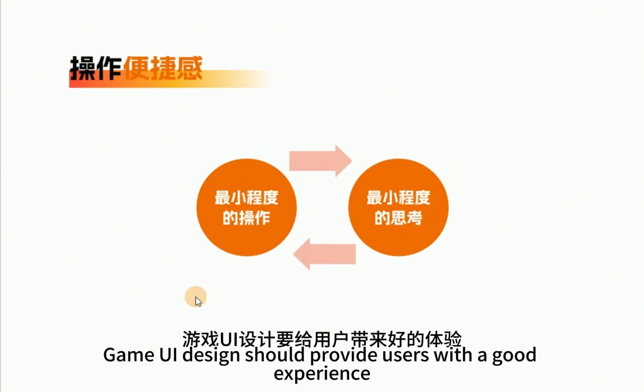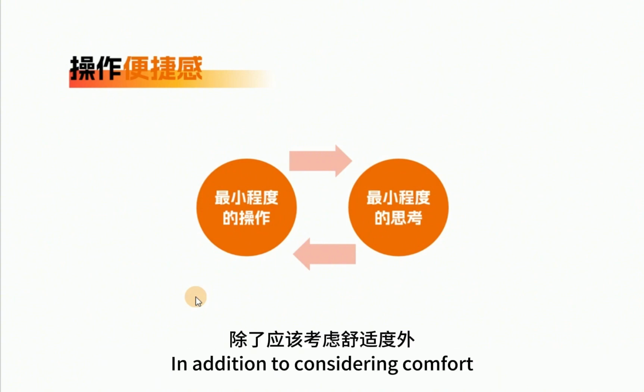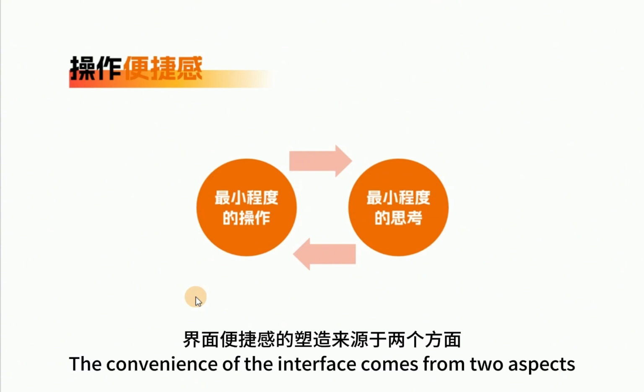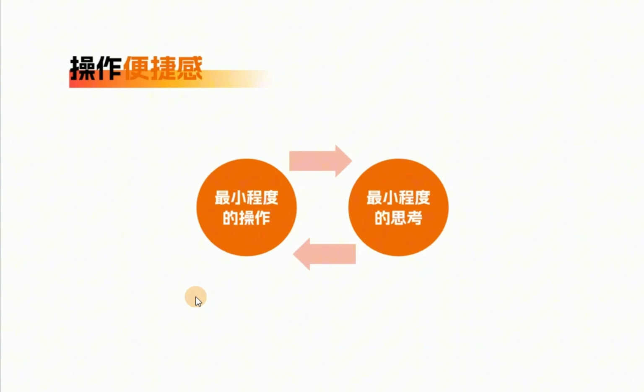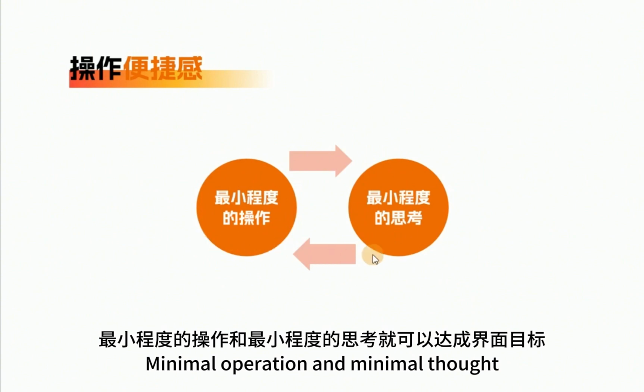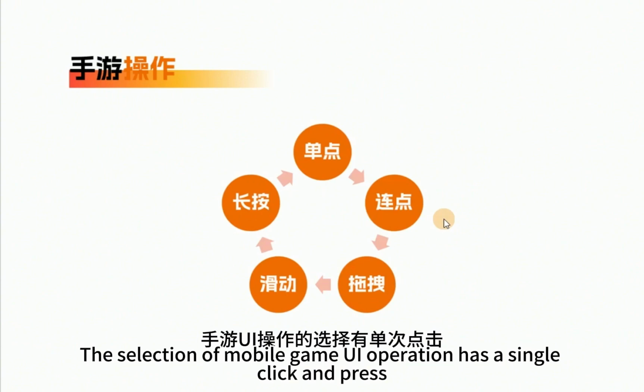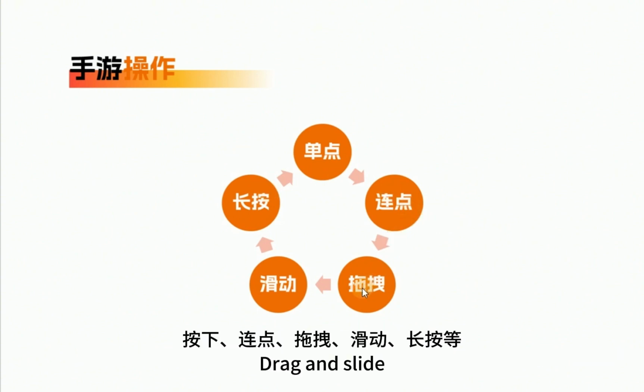Game UI design should provide users with a good experience, so in addition to comfort, also consider convenience. The convenience of the interface comes from two aspects: minimal operation and minimal thought, which achieve the interface target. The selections of mobile game UI operation are single click, press, drag and slide, and long press and wait.